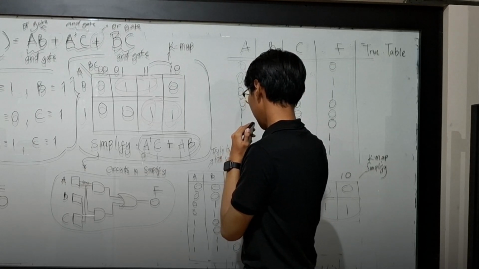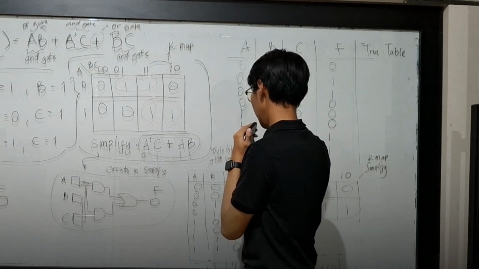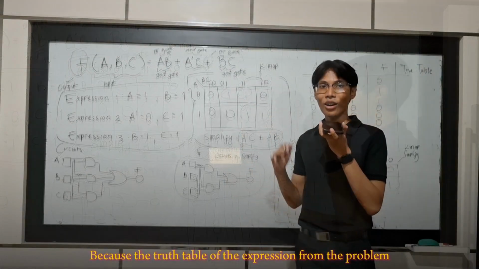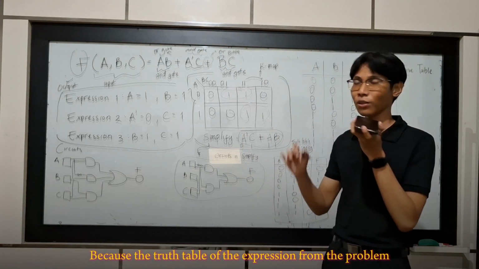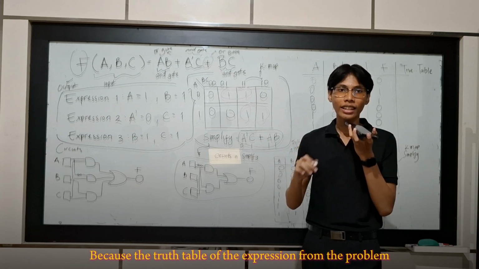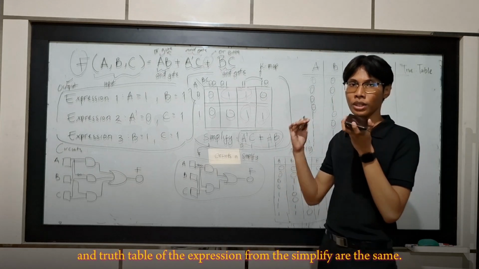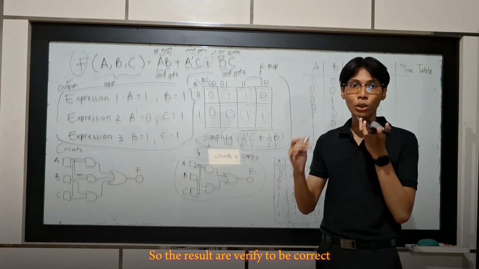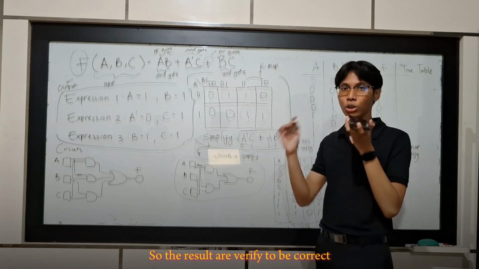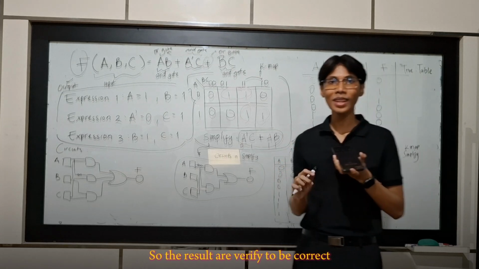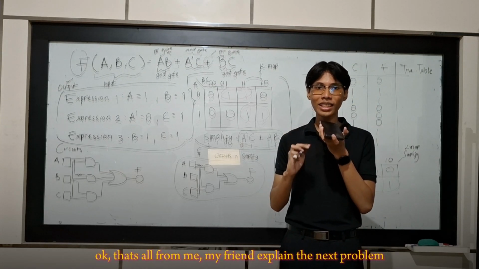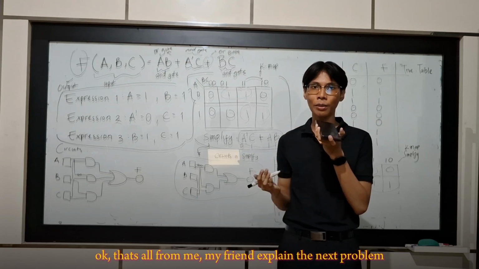Because the truth table of the expression from the problem and the truth table of the expression from simplify are the same, the result is verified to be correct. Okay, that's all from me. My friend will explain the next problem.